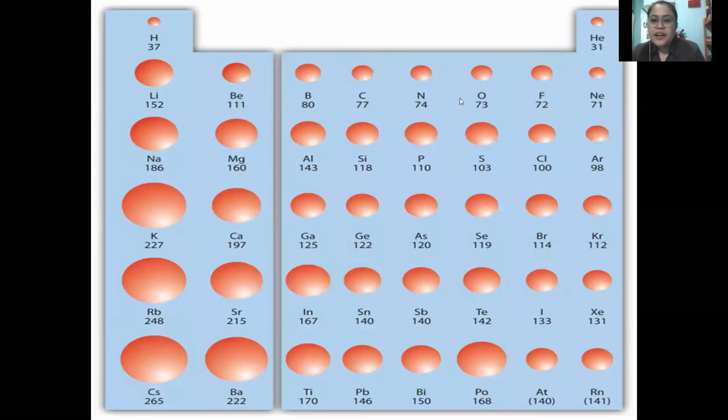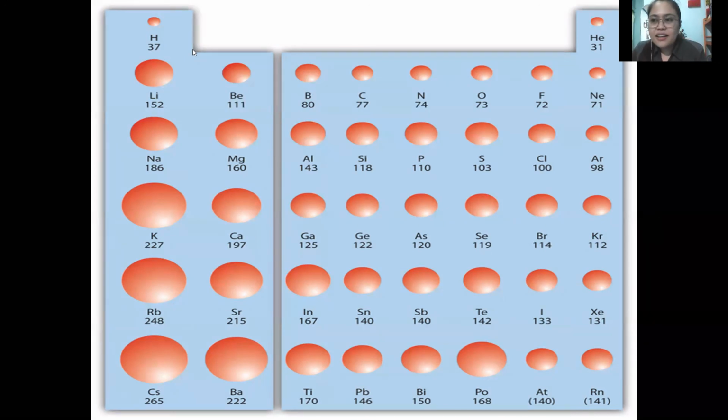Okay, so this one is an example, but this one represents only the S block and the P block. Inalis yung nasa gitna. As you can see, you have the boron, carbon, di ba? Nasa P block doon sa right side. Inalis nila kasi yung nasa gitna, ang mga transition metals. But you will see here the differences between the sizes of our atoms.